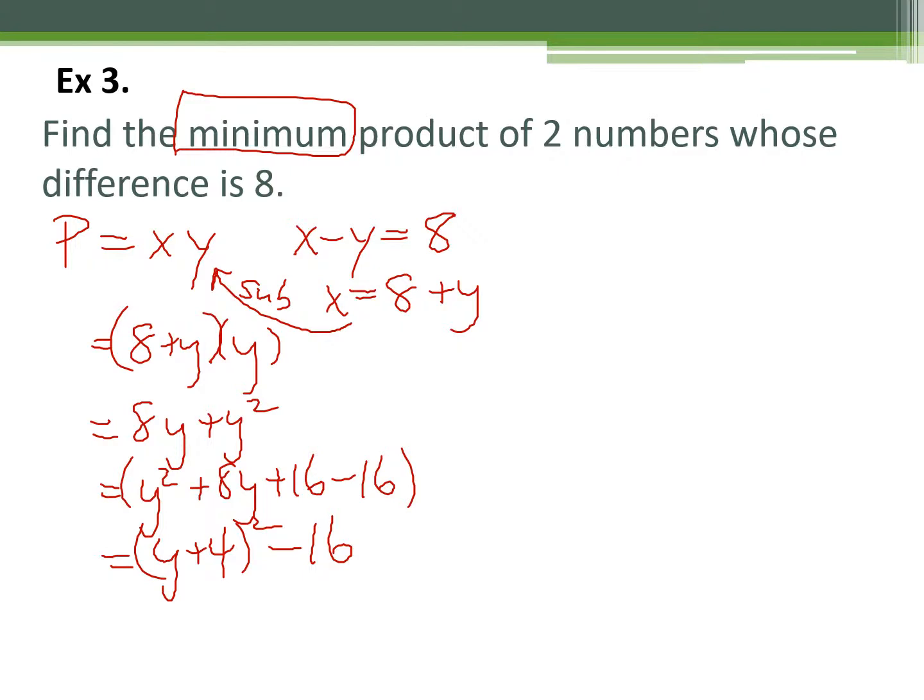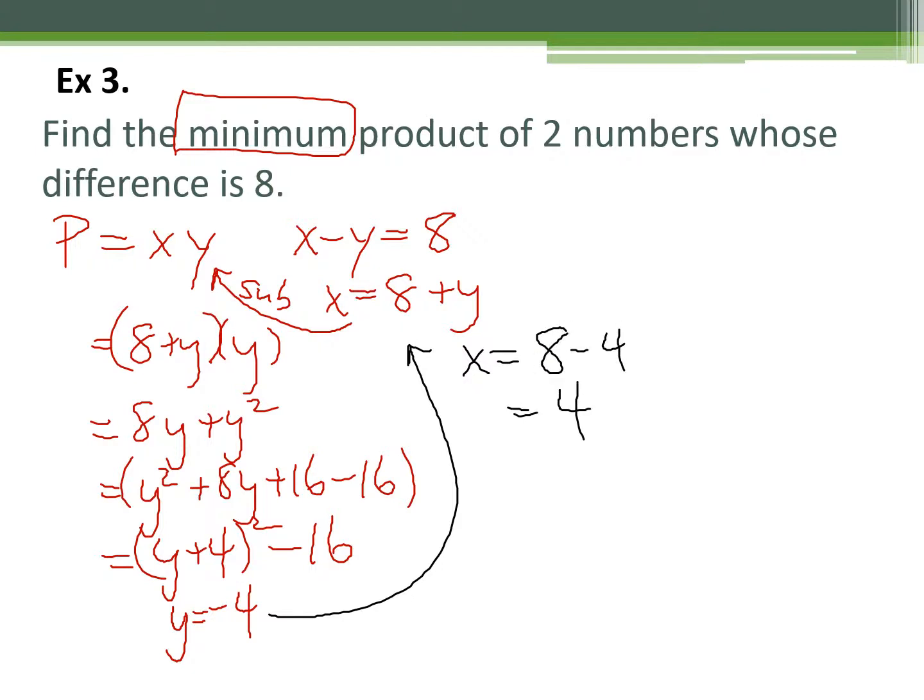So, vertex. This basically tells me that y equals negative 4. If it's y plus 4, it's going to become y equals negative 4. And if I take that and sub that into this equation for y, that's going to give me x equals 8 minus 4, which equals 4.